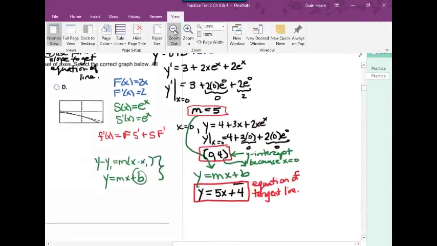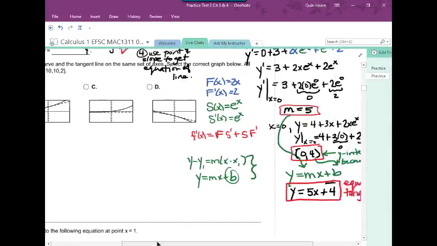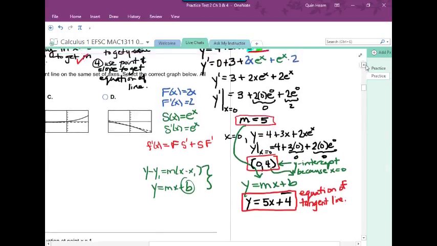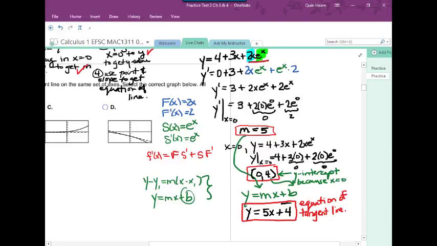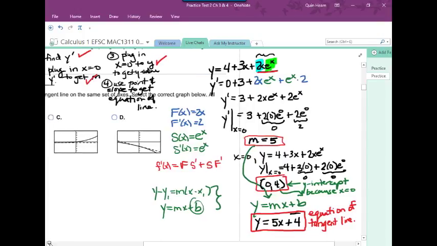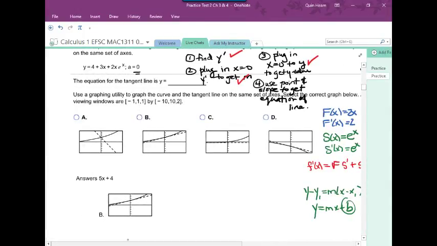Okay, so be sure to let me know if you have any questions about any steps so far. I'm going to zoom out for a second here. Okay, there is another part of this question that asks you to graph the function and its tangent line.